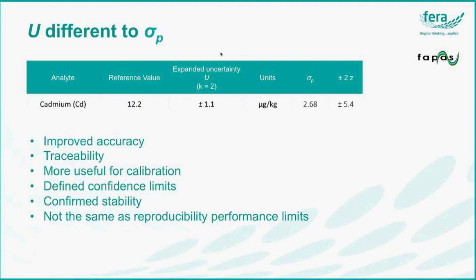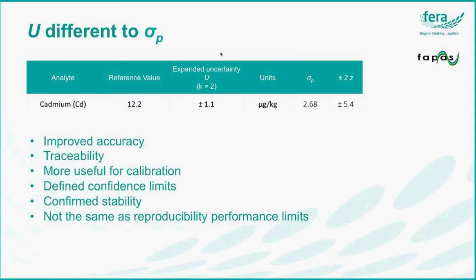You can see in this example that the expanded uncertainty is 1.1 compared to the standard deviation for proficiency of 2.68. That means the uncertainty of the reference value is much closer and with a tighter boundary than the performance limits, which represent the required reproducibility of an analysis. They are different statistics.